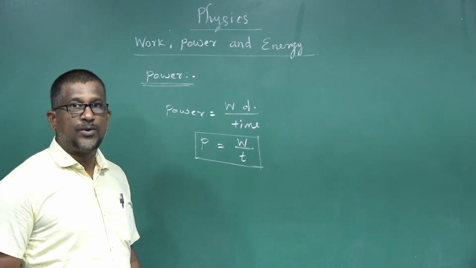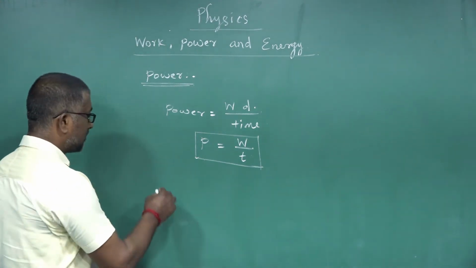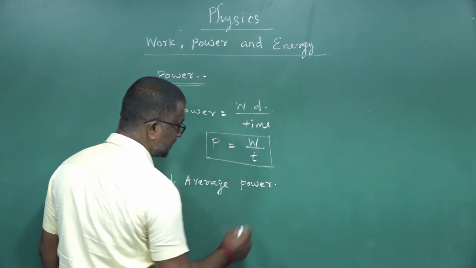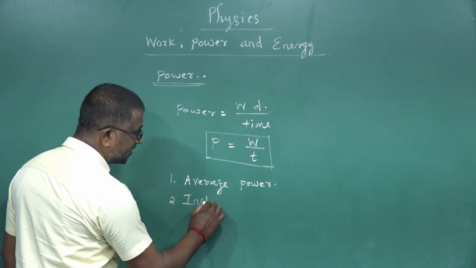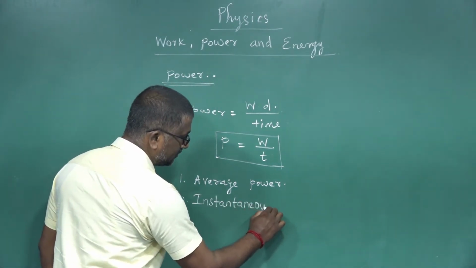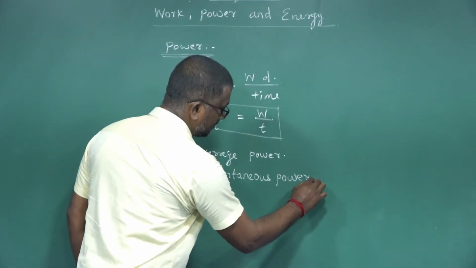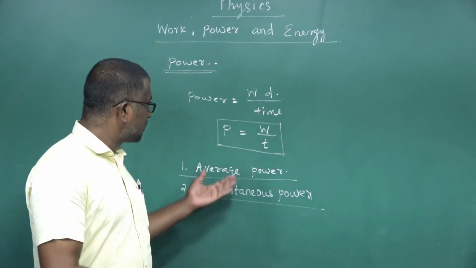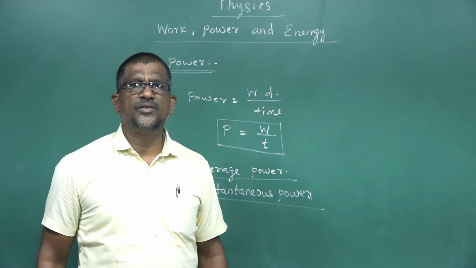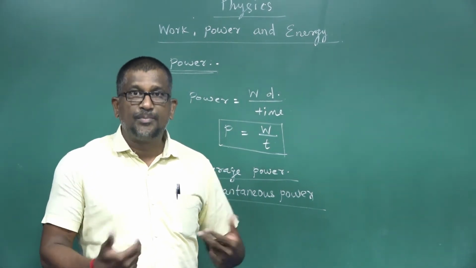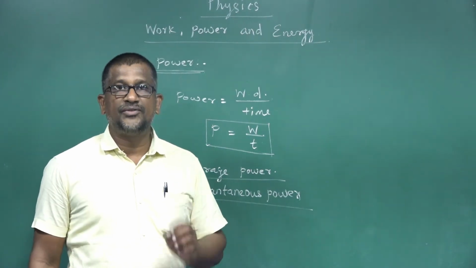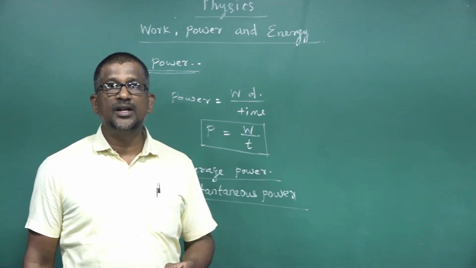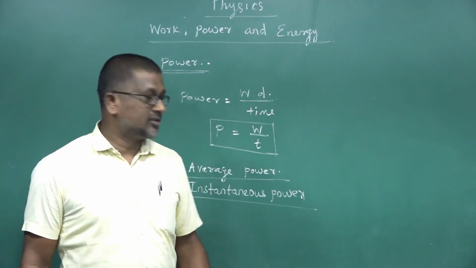There are two types of power: average power and instantaneous power. First we go for average power. Okay, what is the average power? Very simple. The average power of a person or of an engine is defined as the ratio of total work done to the total time taken.